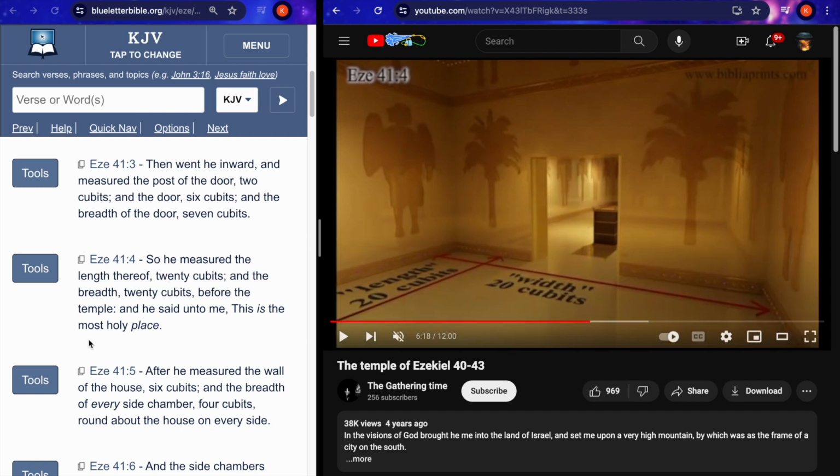Verse 4. So he measured the length thereof 20 cubits, and the breadth thereof 20 cubits, before the temple. And he said unto me, This is the most holy place.